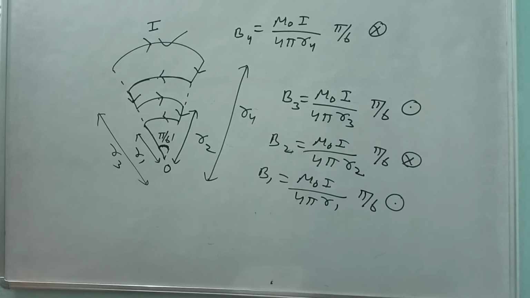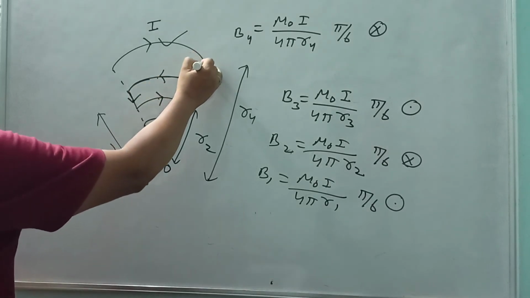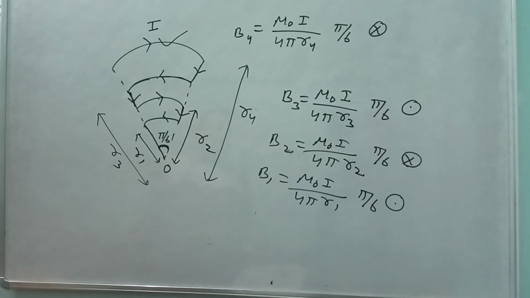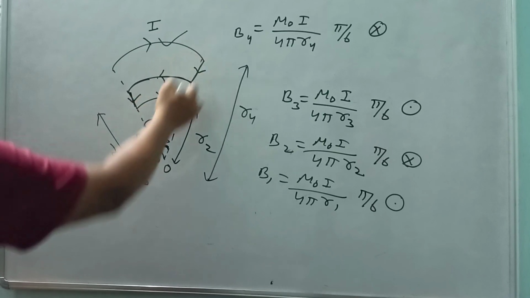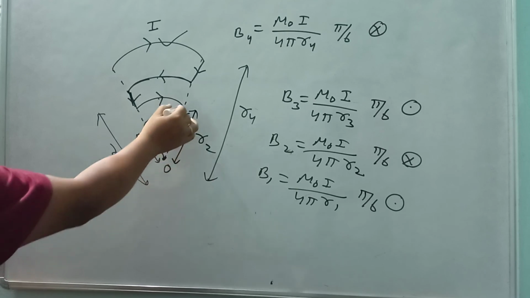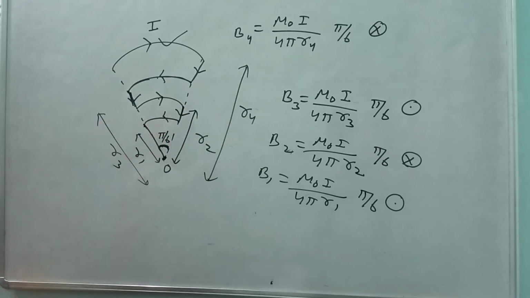For the four arcs, you find the directions like this: B1, B2, B3, B4. Two are clockwise, two are anti-clockwise. Okay? But what about the straight conductors? For the straight conductors, the magnetic field is 0, for each of them.